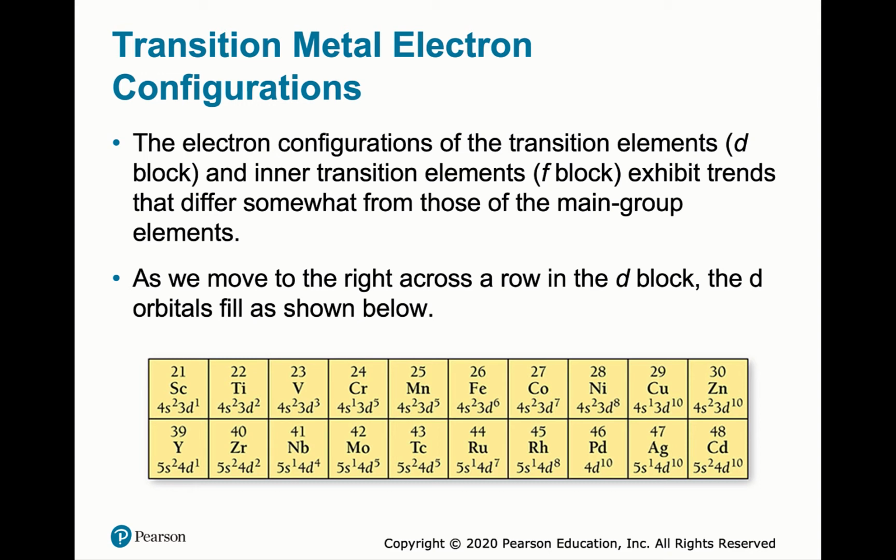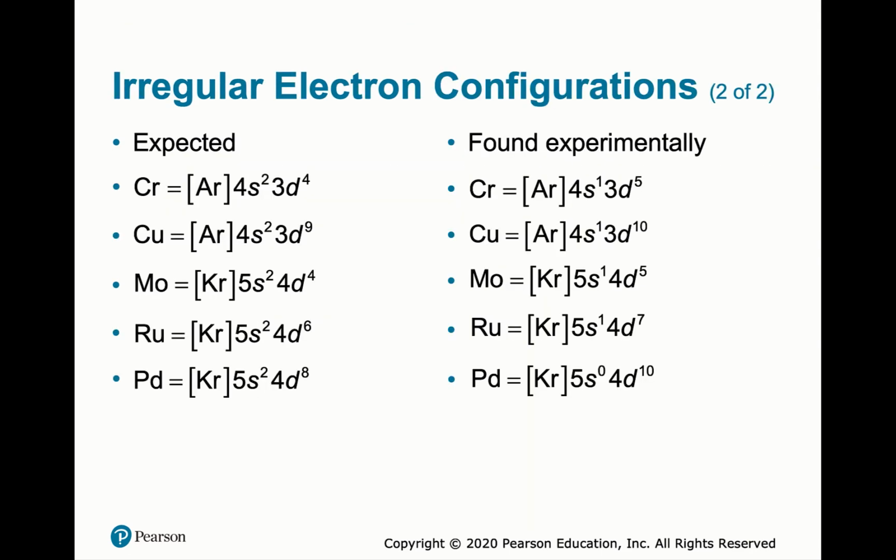The d's fill before the s's. But you said, well, you just said that the s orbitals are lower in energy. Yes, but this is an exception to the rule. And you can see for copper and silver, same thing. The full d subshell forms first, even though there's an empty s orbital. It fills the d before the s.